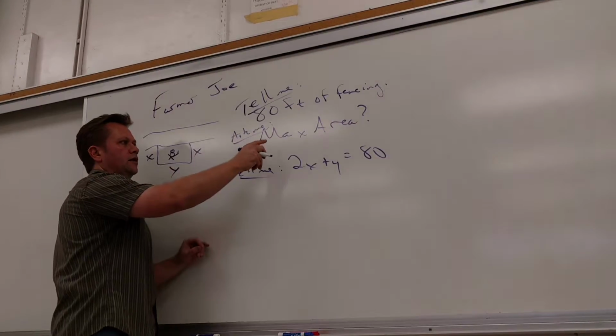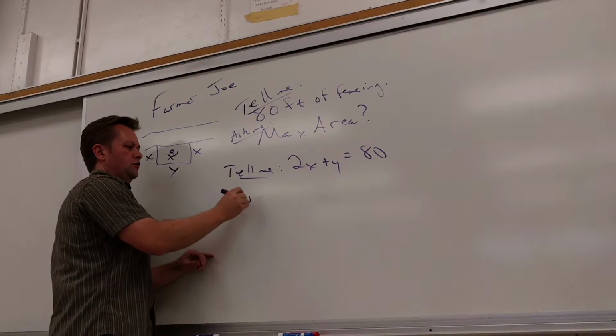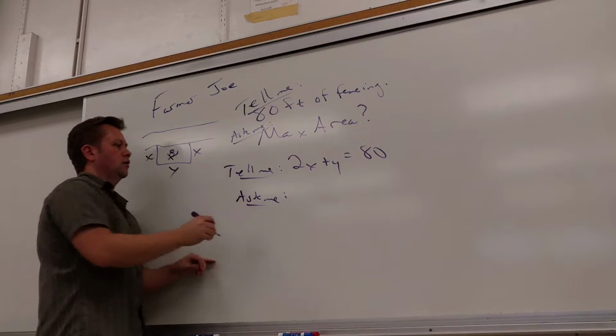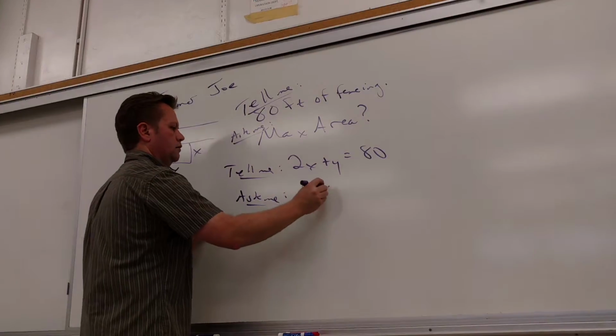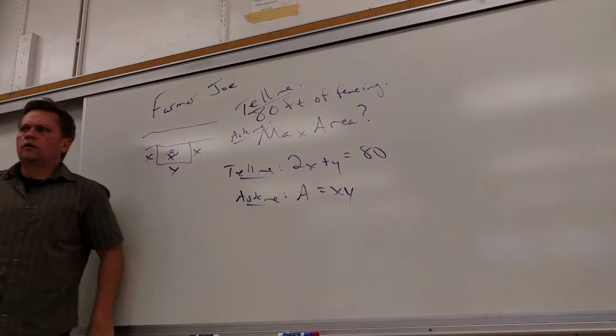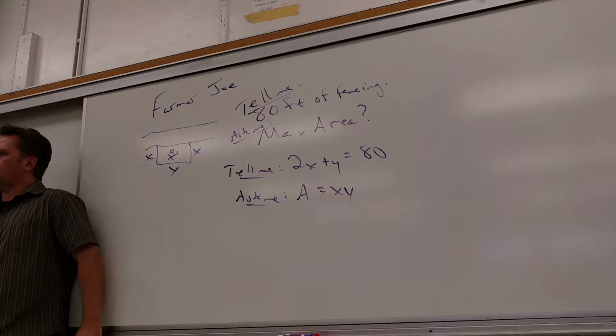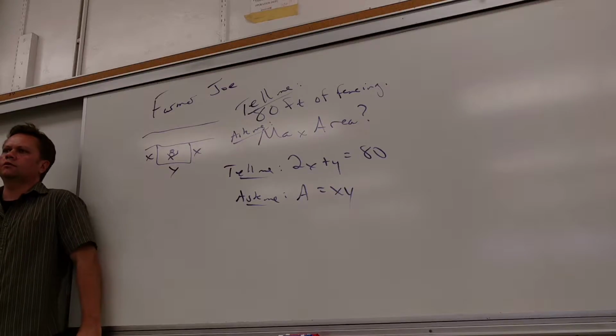And then they ask me the area, and so what's the formula for that? XY. Cool. And again, we see the same problem we had before. It's too many variables there. Yes, sir. How are you supposed to know not to use that side?